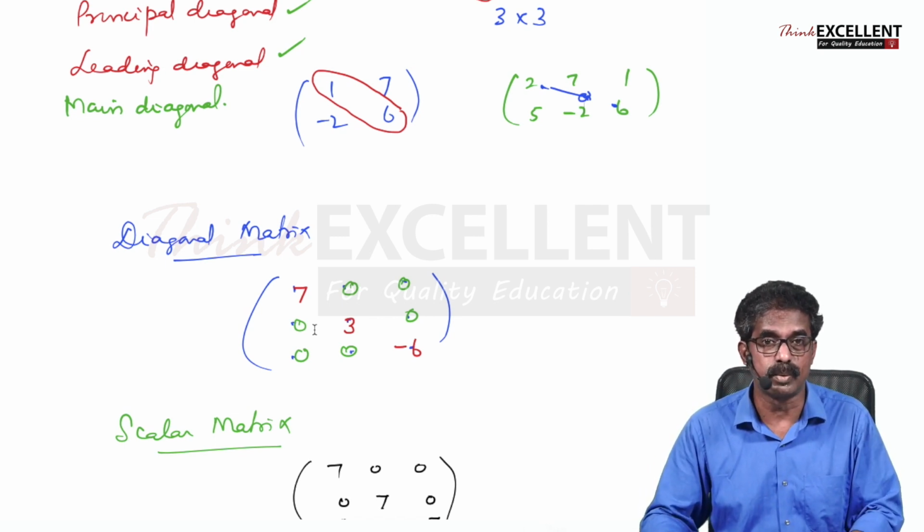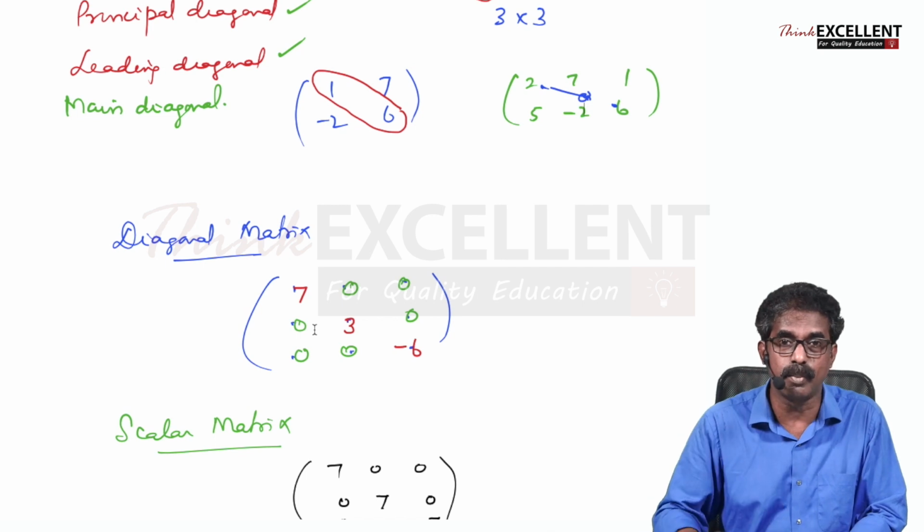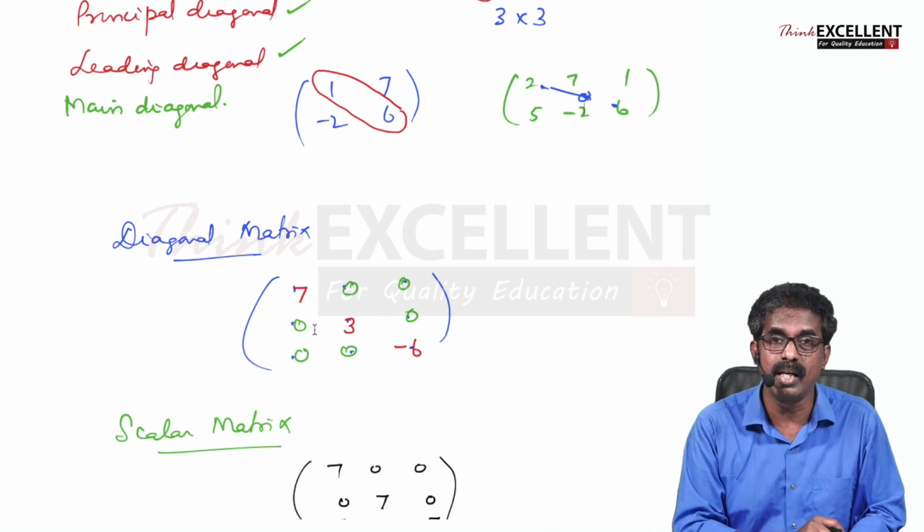That matrix we call as what? Scalar matrix. So here also we are talking about diagonal. So this is also a square matrix.